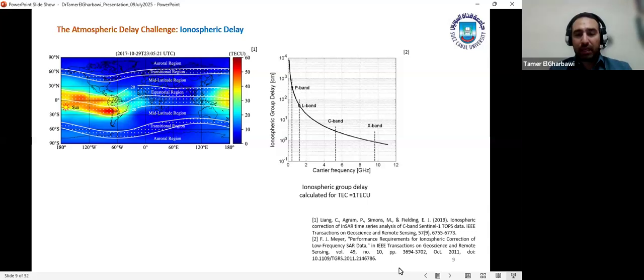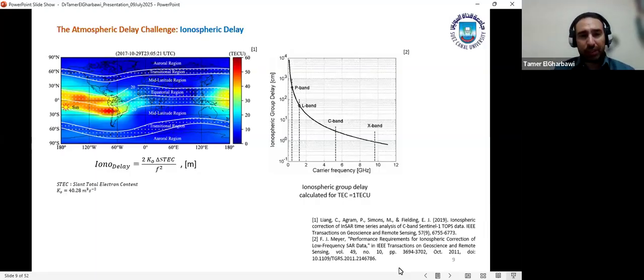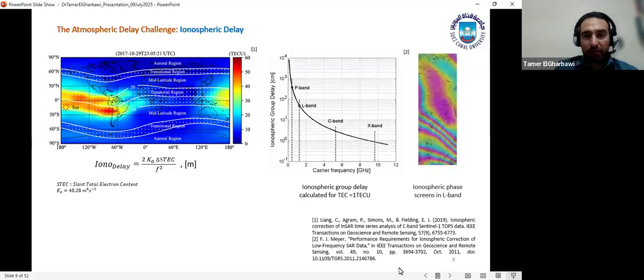We can see here that the equation of the ionospheric delay depends mainly on the slant total electron content, which is the number of free electrons in the ionospheric layer, and it's inversely proportional to the square of the frequency. We can see in this graph that the long wavelength of SAR is highly affected by the ionospheric delay rather than the shorter wavelengths. These kinds of fringes can be seen in any L-band or P-band InSAR.